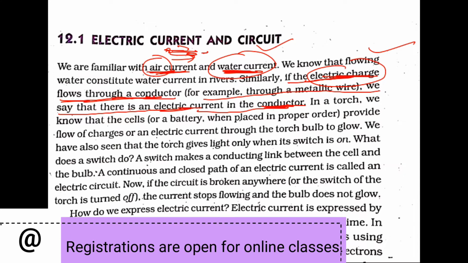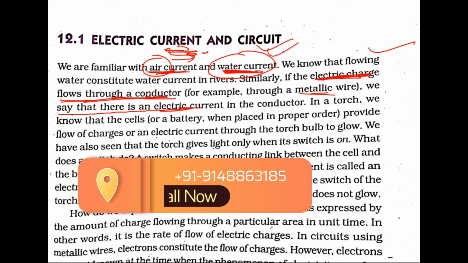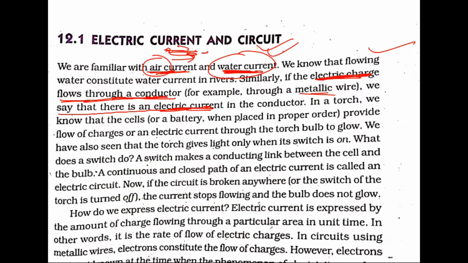In which material will electric charges flow? They will flow in a metallic wire. In metals, electric current will flow. If air flows, it is an air current. If water flows, it is a water current. If electric charges flow in a conductor, it is an electric current. Hope you understood.